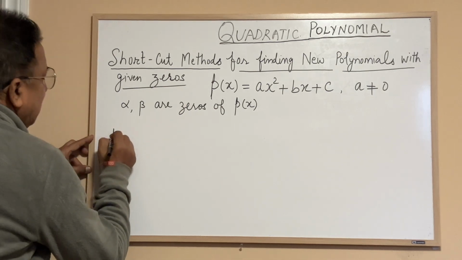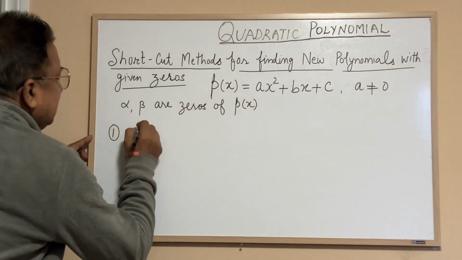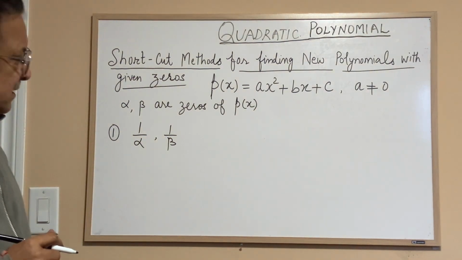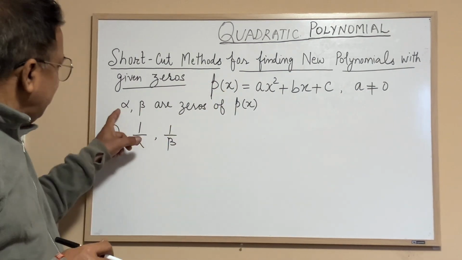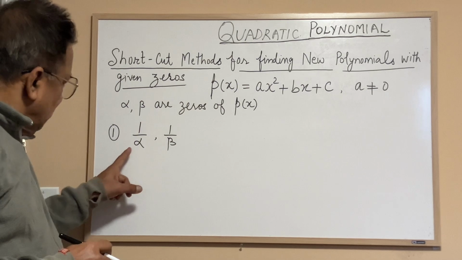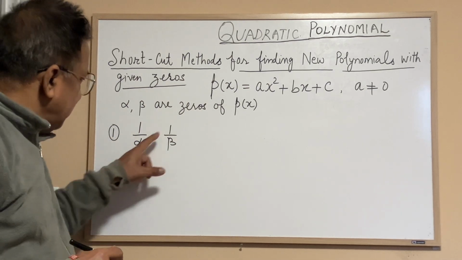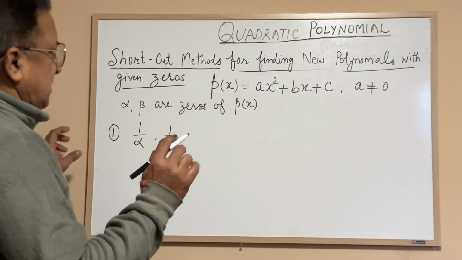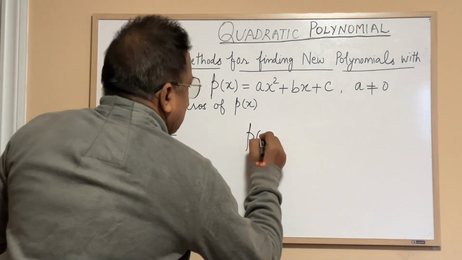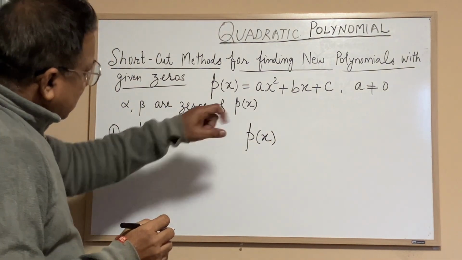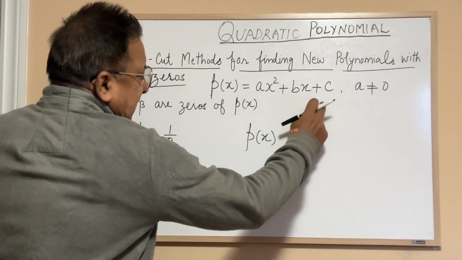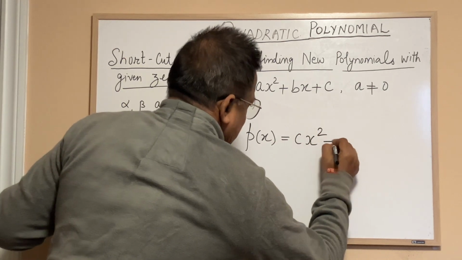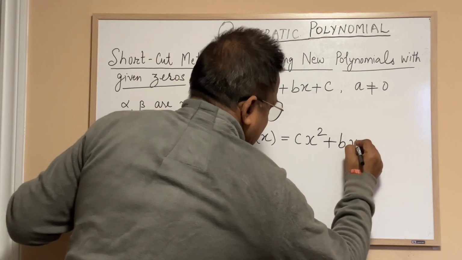First is, zeros are 1 upon alpha, 1 upon beta. These are zeros because we are already given zeros alpha and beta, and now we are given new zeros 1 upon alpha, 1 upon beta. Don't calculate anything. Just write px equal to, exchange these two coefficients. Px will be cx square plus bx plus a.